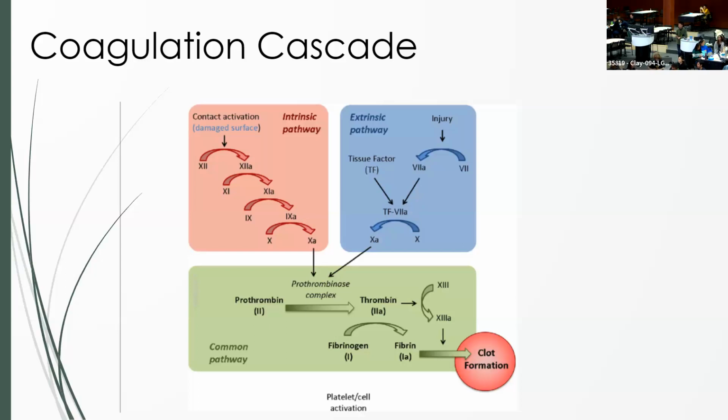Another clinically important thing about thrombin, of the entire pathway, is that it's not like it goes from 12 to 11 and then becomes factor 9.